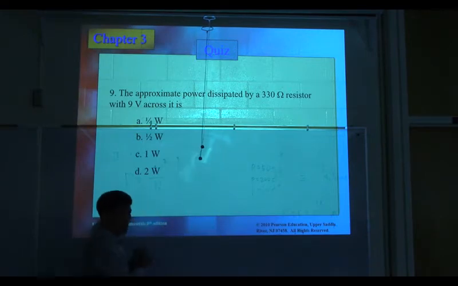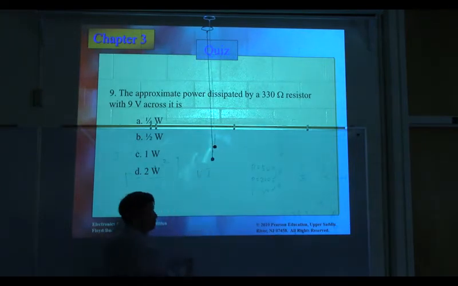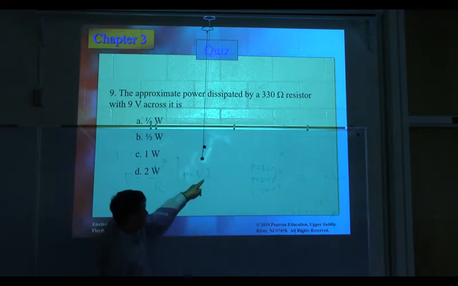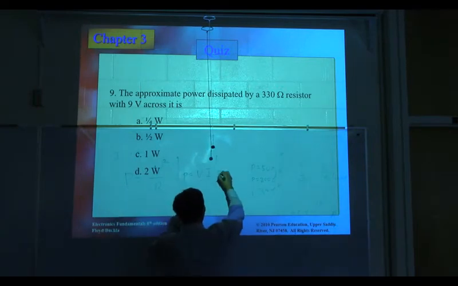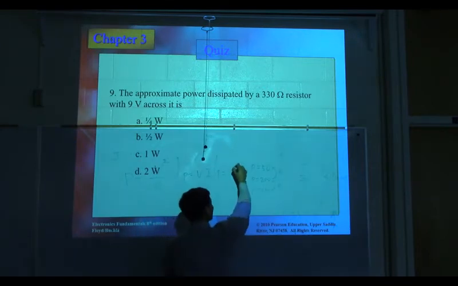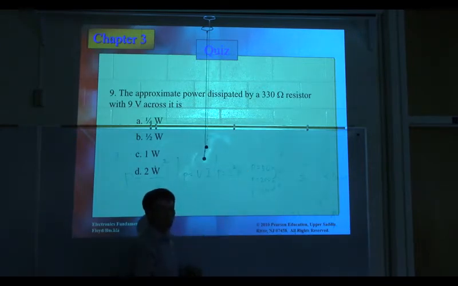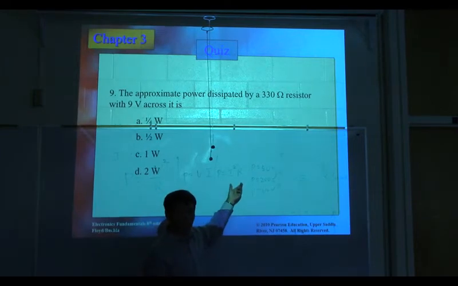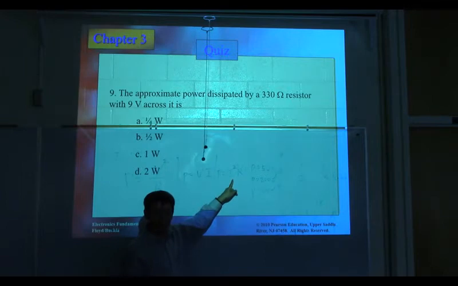To make this more detailed: if we know voltage and current, then we use this one. But in this case, we don't know the current. Or if you know the current and the resistance, then we use this one. Maybe in the test, I will ask you, for example, for fixed resistance, you double the current. How does the power change? Quadruple, right? You halve the current.